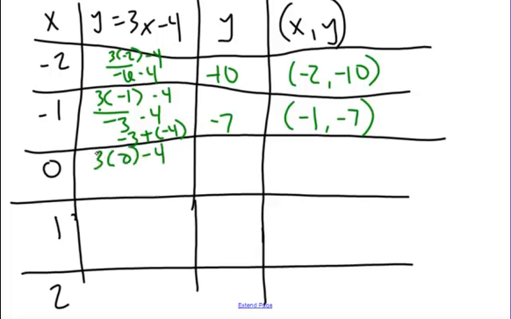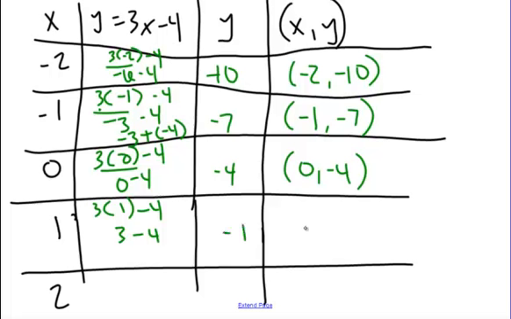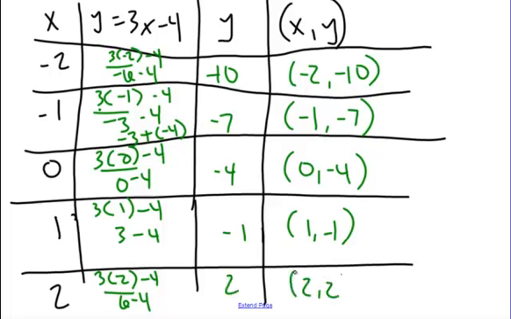3 times 0 minus 4, that's 0 minus 4, that's -4. So 0 comma -4. 3 times 1 is 3 minus 4 is -1, so that'd be 1, -1. And then 3 times 2 is 6 minus 4 is 2. So 2, 2. It should be going up by the same thing every time, right? -10 and -7, that's plus 3, plus 3, plus 3, plus 3. So it is. Now, we need to graph it, right?